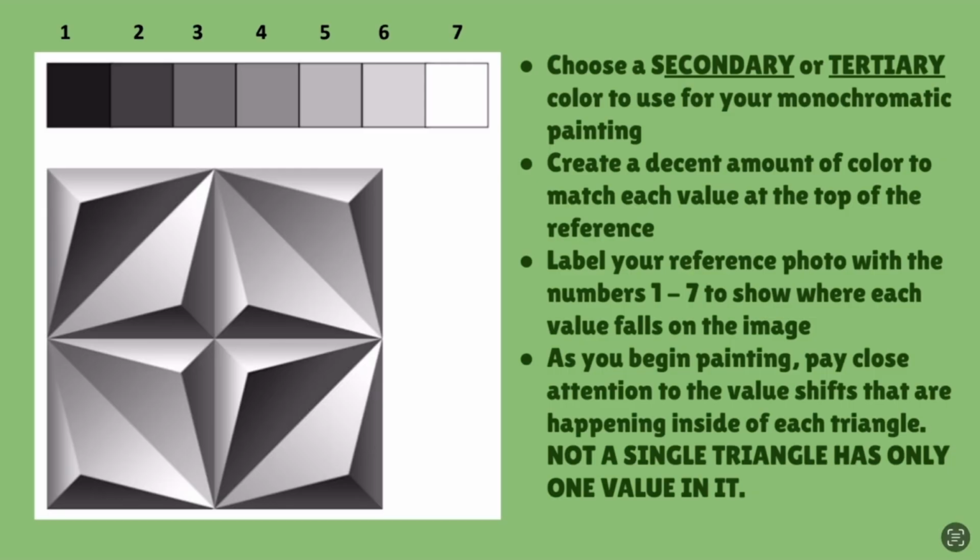Then you can choose a secondary or tertiary color to use for the monochromatic painting. Create a distinct amount of colors to match each value at the top of the reference. Label your reference photo with numbers 1 through 7 to show where the image value falls on the image. As you begin painting, pay close attention to the value shifts that are happening inside of each triangle. No single triangle has only one value in it. Thanks for the slide, and that's the end of the slideshow.